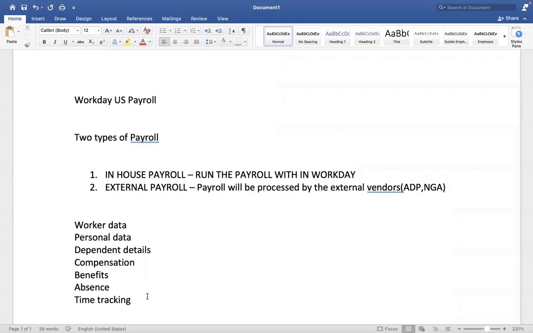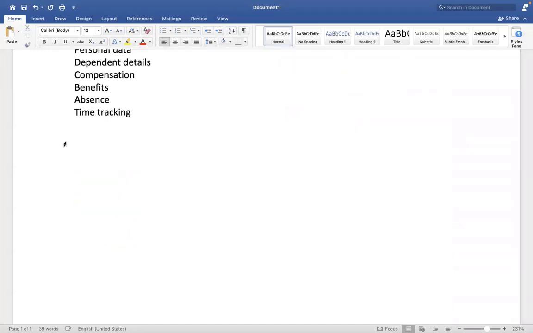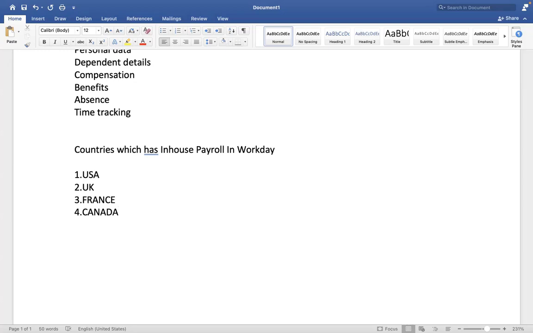So what countries do you have in-house payroll for in Workday? We have USA payroll. We have UK payroll. And Canada. All these four countries, you can run the payroll within Workday itself. No dependency on any other tools. Now, one advantage: if you learn US payroll in Workday, you are able to implement payroll for all the remaining three countries. It might be a little surprise, but that is true. Why? Because the task setup remains the same.